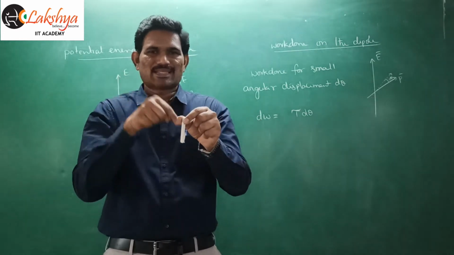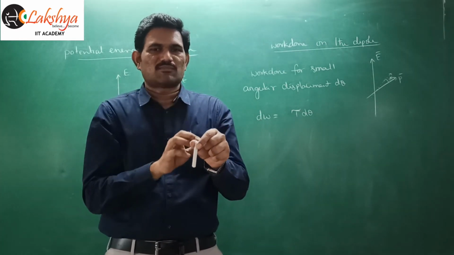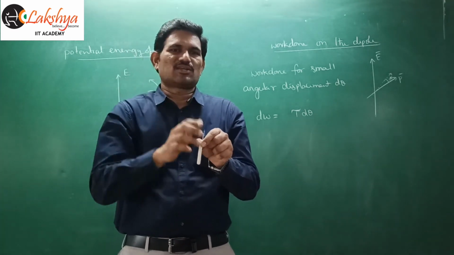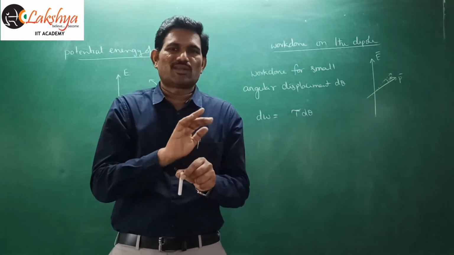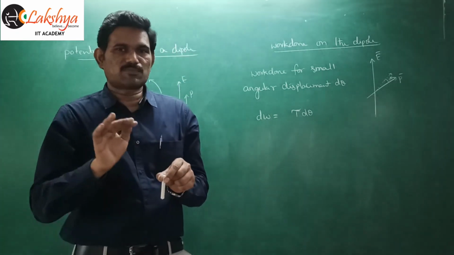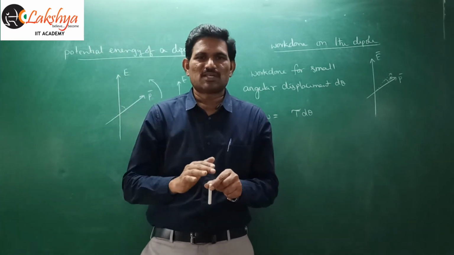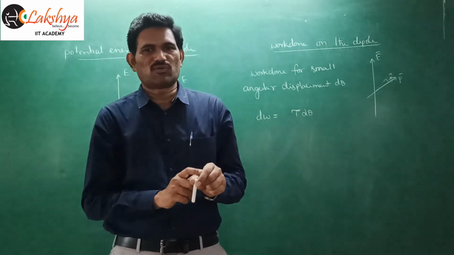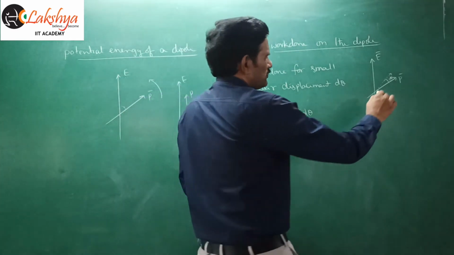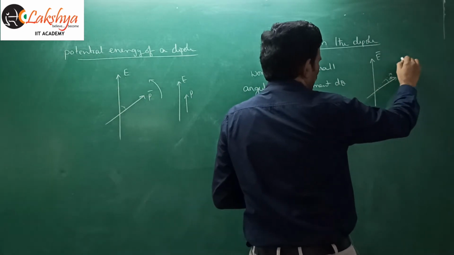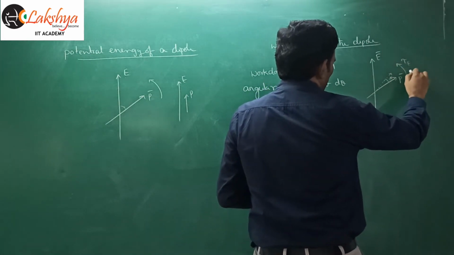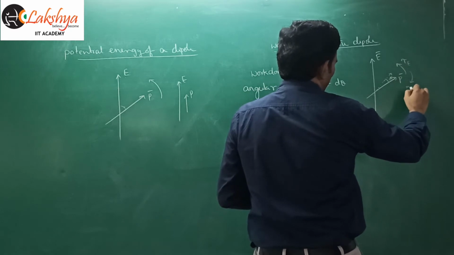If you are applying less than that, the object won't rise. If you are applying more than that, the object will rise with some acceleration, increasing velocity. But we are not displacing with acceleration. We are displacing it slowly, which means the downward force must be exactly equal to the upward force. So here also two torques will be there: one is due to the electric field, and the other is due to the external agent.